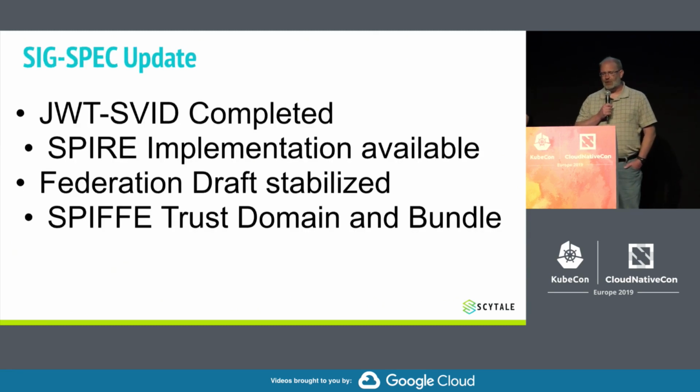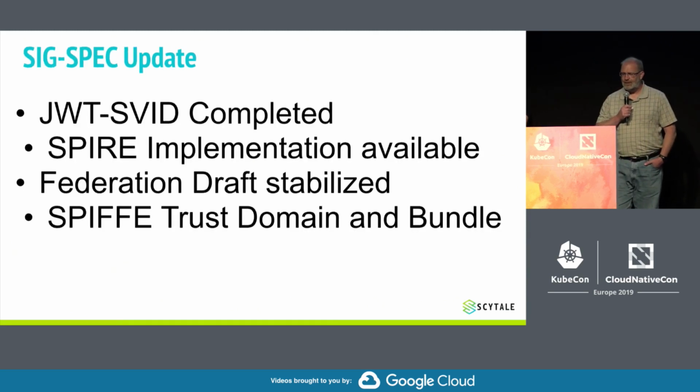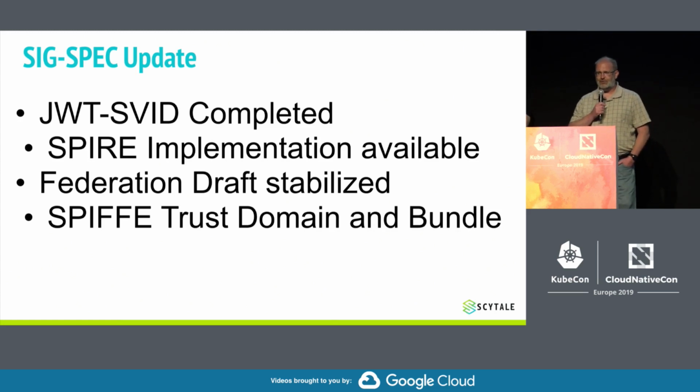For SPIFFE, which is a specification, there's a SIG-SPEC group, and there have been a couple of updates since the last KubeCon. The spec for JWT SVIDs has been completed, and the SPIRE implementation for that is available. And then a draft for Federation has been stabilized, and that draft really covers specifications for the SPIFFE trust domain and the bundle format for federating.